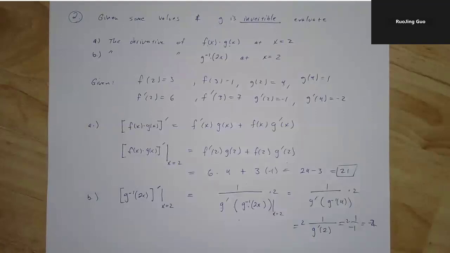Right, because if it was g inverse of f of x, you would do 1 over g prime of g inverse of f of x times f prime. Yeah, that's right.